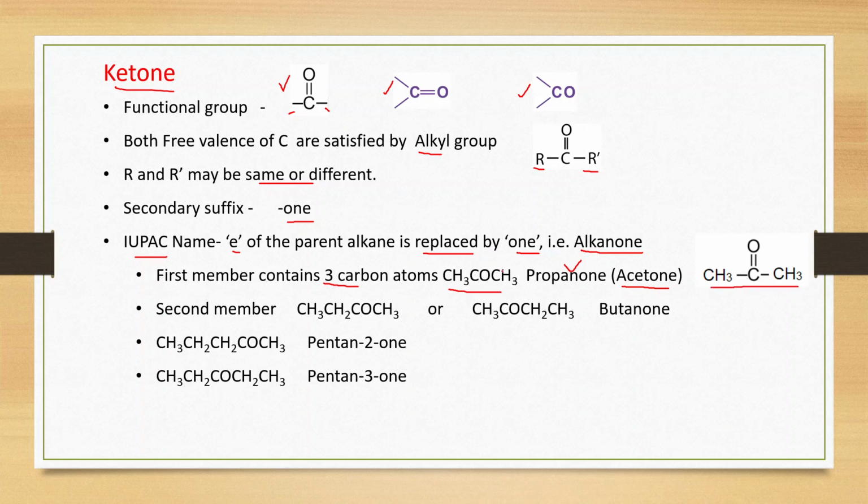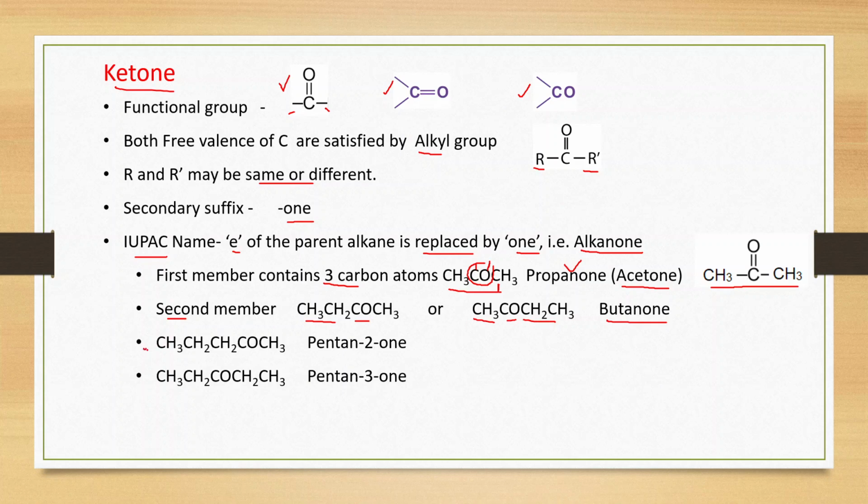Okay, when this is written like this, don't be confused that this carbon is also bonded to this oxygen. Okay, this oxygen is bonded with this carbon only. Its second member, you can write this is CH3CH2COCH3, or you can also write this CH3COCH2CH3. Its name is butanone.